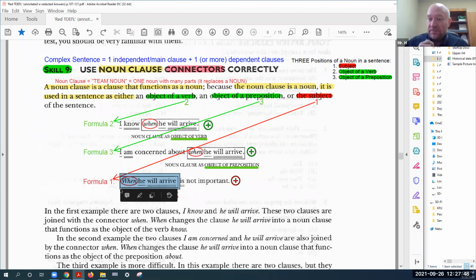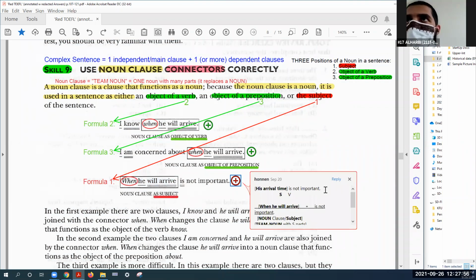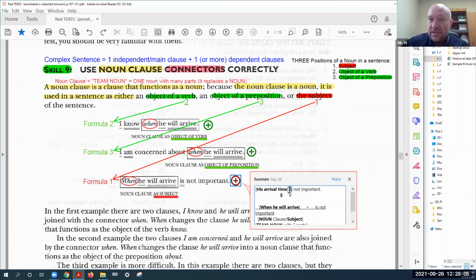So what is the verb? His arrival time is not important. Where's the verb? Is. That's your verb. Where's the subject? His? No. Gentlemen, we learned his is an adjective, right? His book, his pen, his mobile. That's an adjective. Arrival is an adjective. And time? Time is the subject. So his arrival time is not important. We have a subject and a verb. Do you understand?